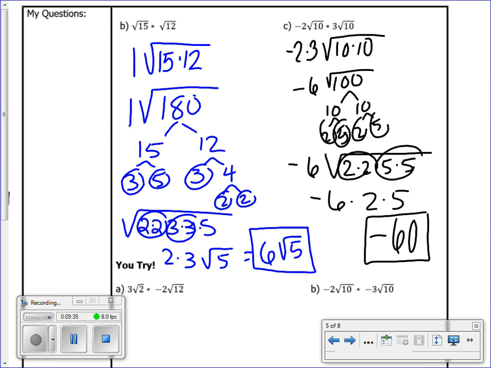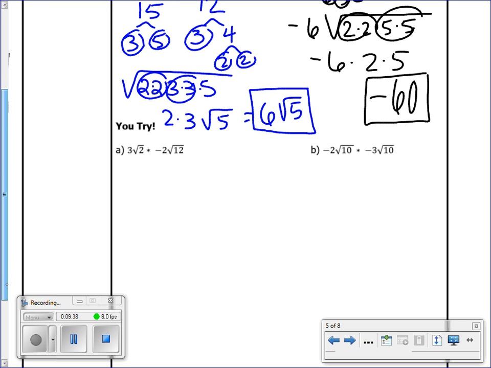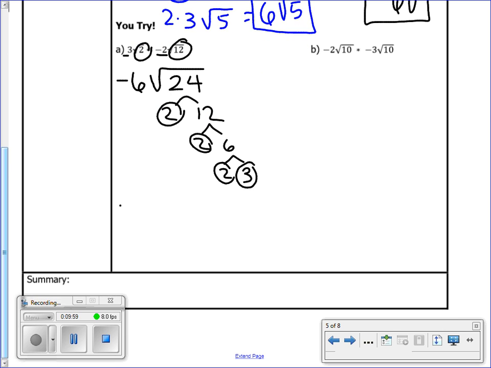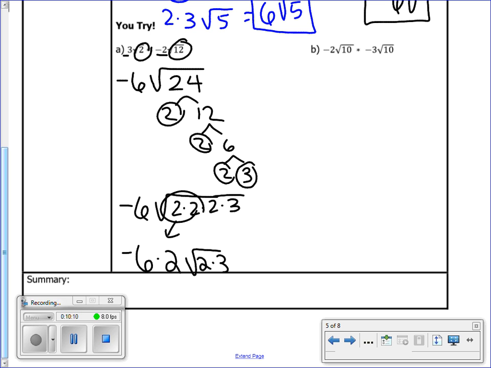On to the you try. You have multiplication, so it's 3 times negative 2 to give me negative 6, and 2 times 12 to give me 24. Again, 24 will break down into 2 and 12. 12 breaks down to 2 and 6, and 2 and 3. Prime, prime, prime. Carry down your negative 6 in front. Square root 2 times 2 times 2 times 3. Taking out twins, negative 6 times 2, square root 2 times 3. Negative 6 times 2 is negative 12, square root 6 is your final answer.